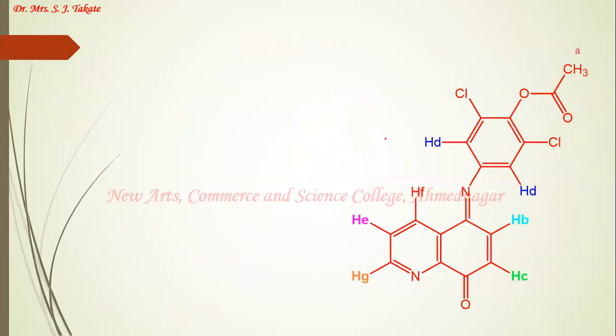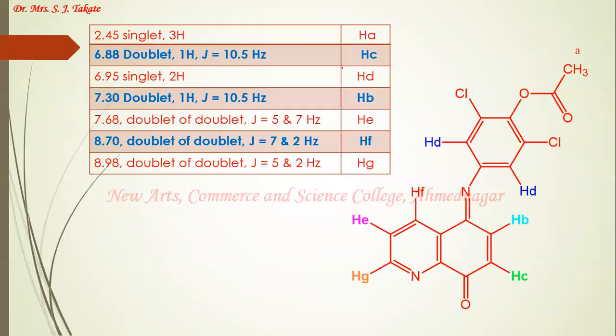Let us see one example here which will show some of these effects. The NMR data shows me the first signal, 2.45 singlet for 3 protons, that can be easily assigned to this HA proton. The methyl group, as it is present on the carbonyl group, is a de-shielded methyl group, but there is no coupling partner, therefore it shows me a singlet.